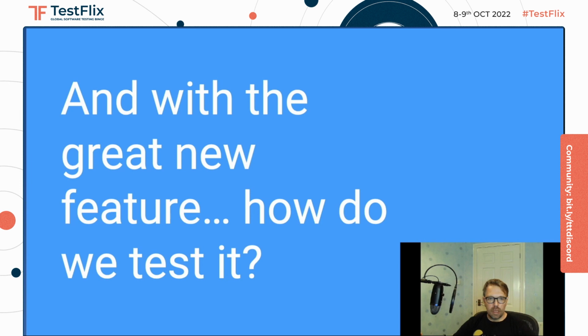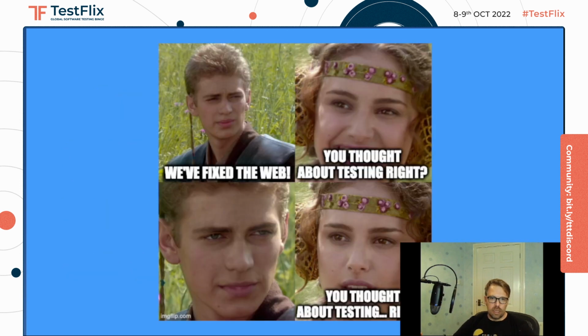And with all these great new features, how do we test them? The reality is, people started shouting that we fixed the web. You thought about testing, right? And clearly no one thought about testing. Not even with front-end frameworks. How do you build these things? How do you put them together? How do you make sure that they work cross-browser, right? There's a lot of assumptions that people suddenly put onto frameworks that might not necessarily hold true.